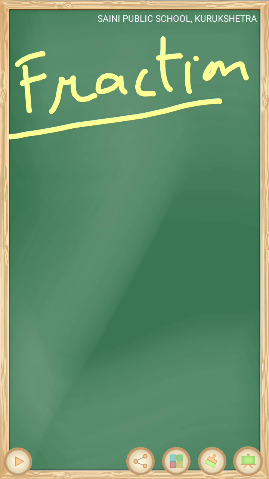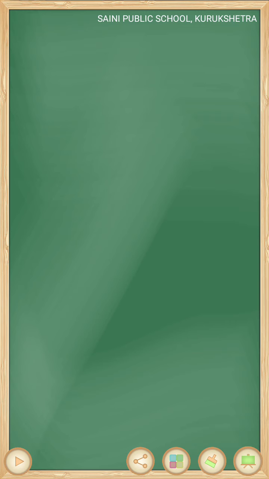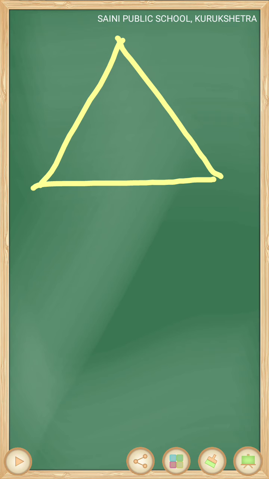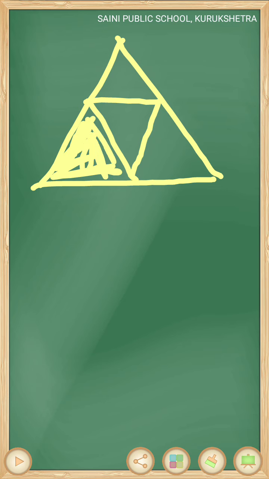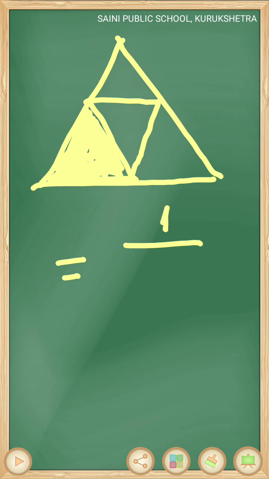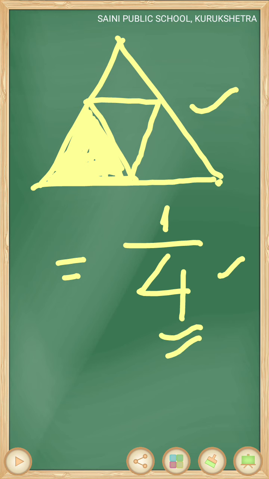Students, as I had told you in the previous lecture, a fraction is a part of something. For example, I am taking a triangle and dividing it into 4 equal parts, and I am shading only one of its parts. So this is a fraction. Now, how can I write this fraction? I can write it like this: 1 by 4. Why am I writing 1 by 4? Because I have divided the given figure into 4 equal parts and I am shading only one of its parts. So, I am writing 1 by 4.